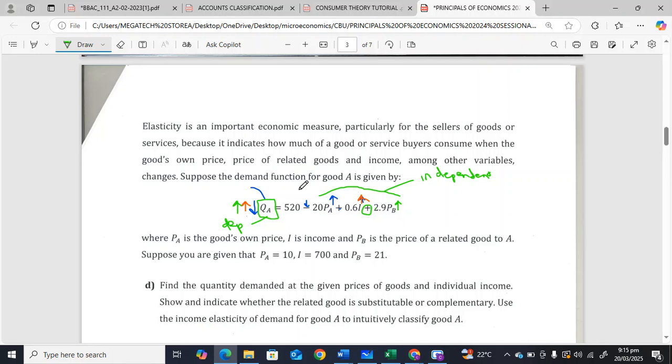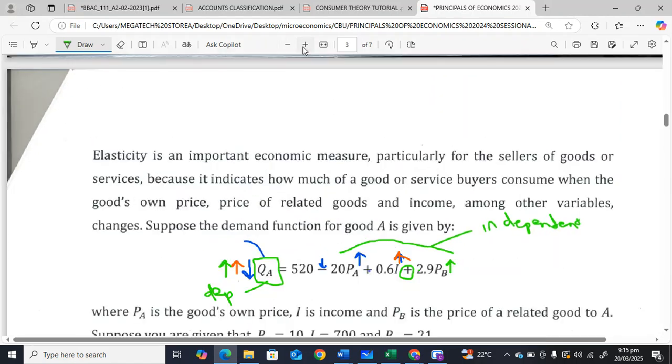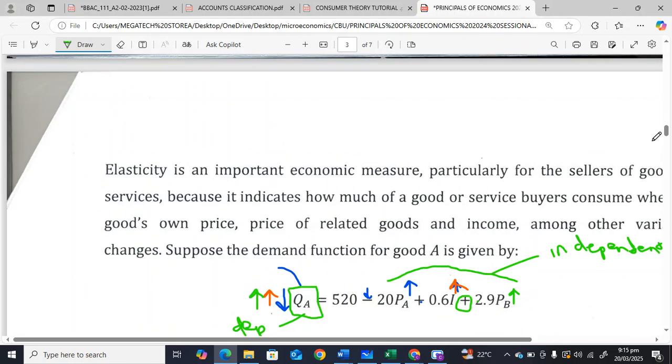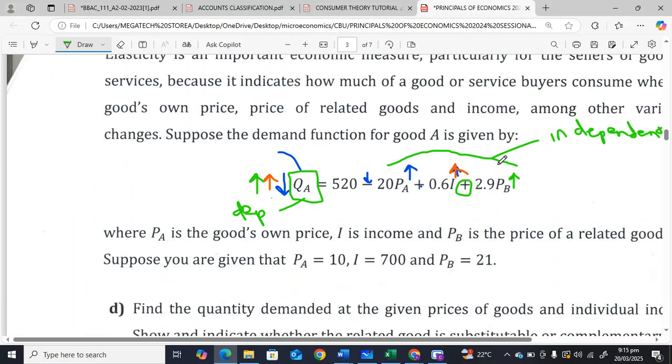The sign which comes before the independent variable will tell you the relationship the independent variable has with the dependent variable. Have we all got that? The sign before the independent variable. Okay. The independent variables are here on the right.